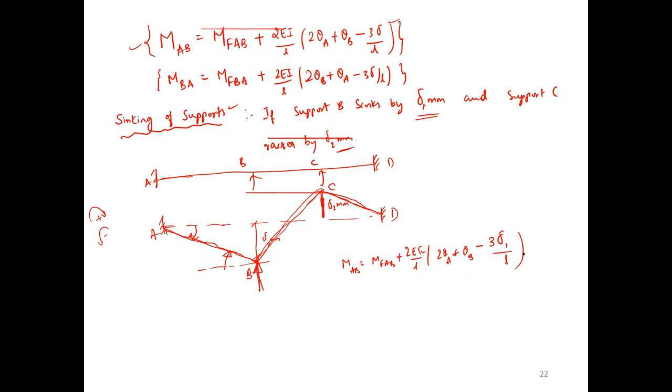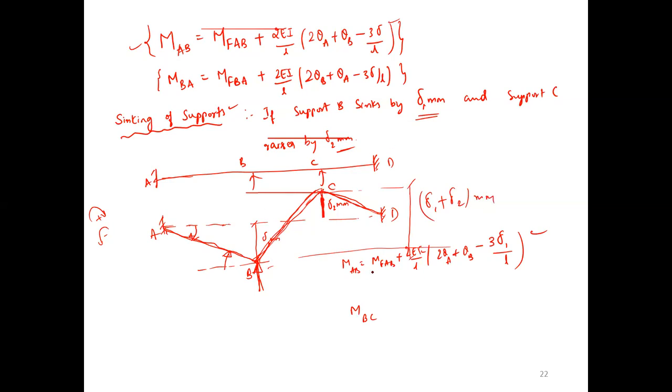Any doubts in the MAB member? Any doubts in writing this slope deflection equation under sinking? No, sir. Okay, but when you are writing the slope deflection equation for member BC, MBC, be careful. What is the total height of the member, from here to here? The full height: delta 1 plus delta 2 mm.